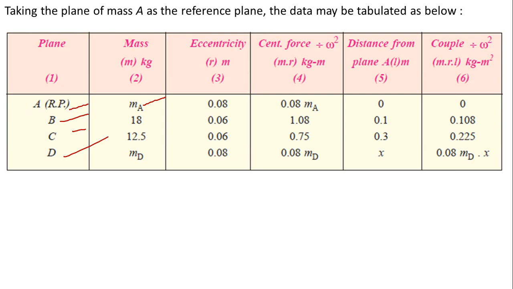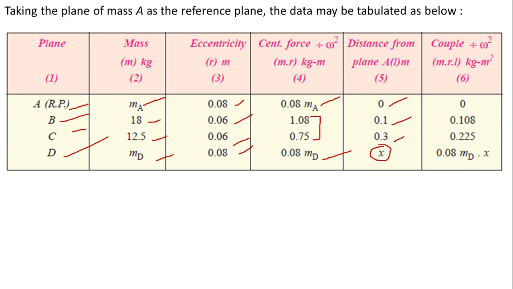Then B is known to you, 18, C is known, D is not known. Okay, then eccentricity and that radius are given, all the four values are known. Then automatically if you multiply this, this 2 becomes unknown for you, only 2 values will be getting here. Okay, and the distance from the reference plane here 0.3 and 1.3, and this will be unknown. Okay, so this will be taken as X.